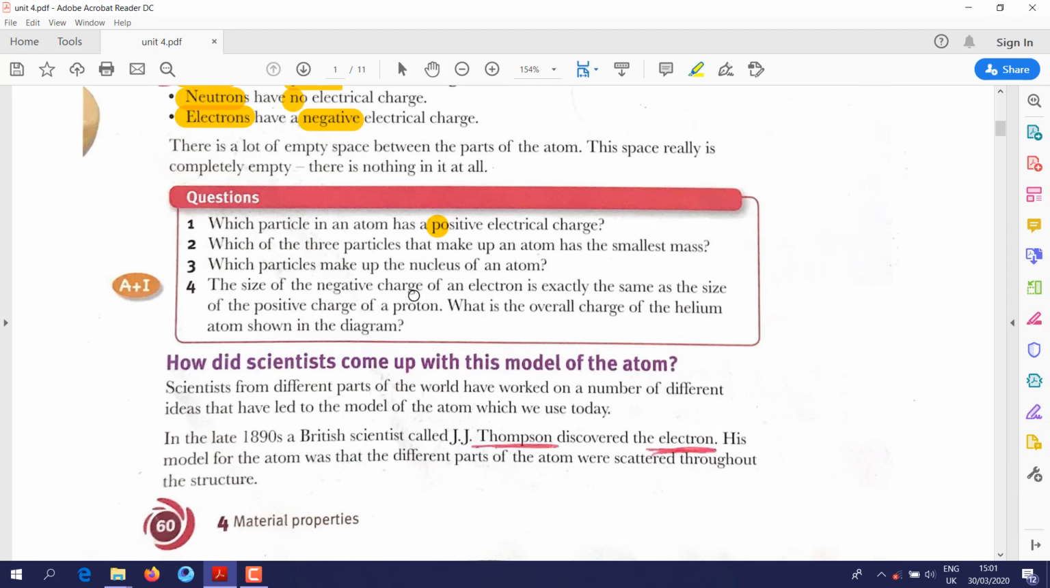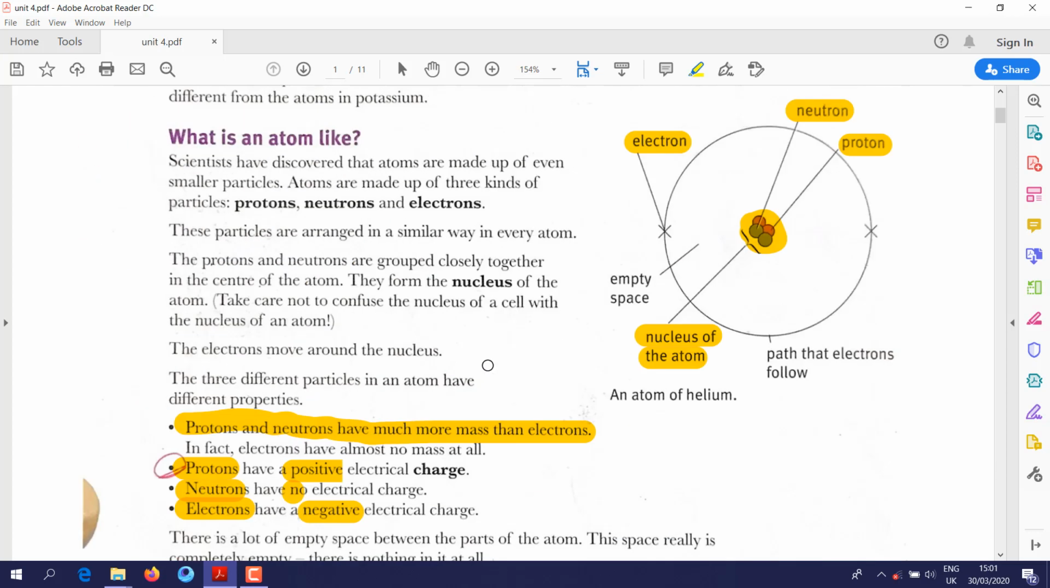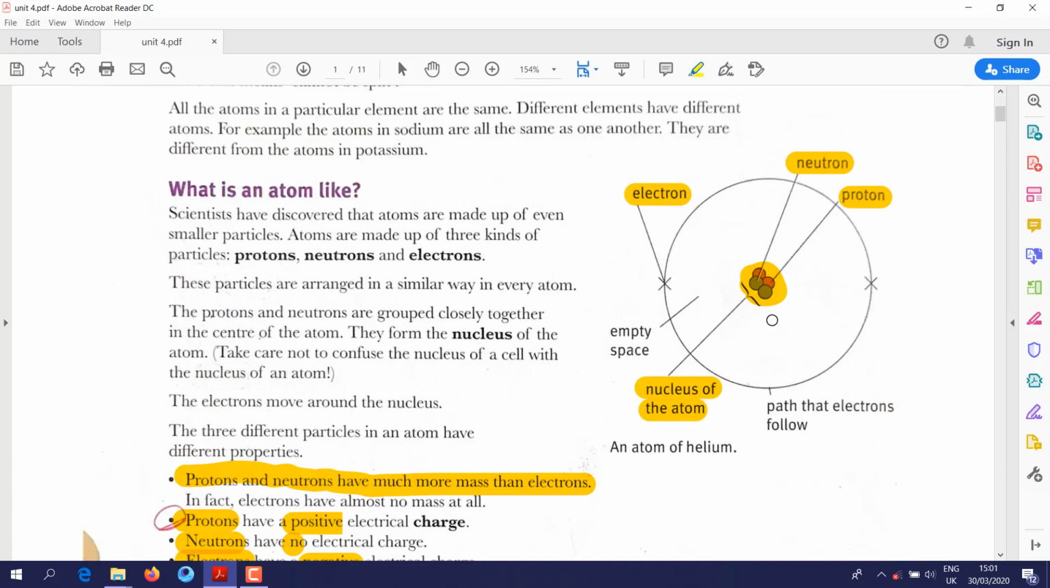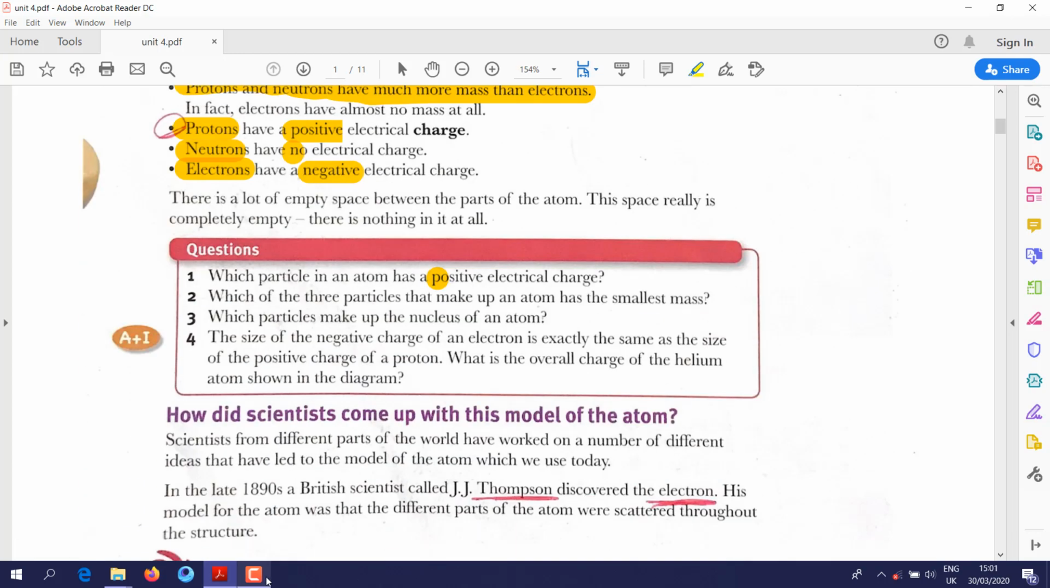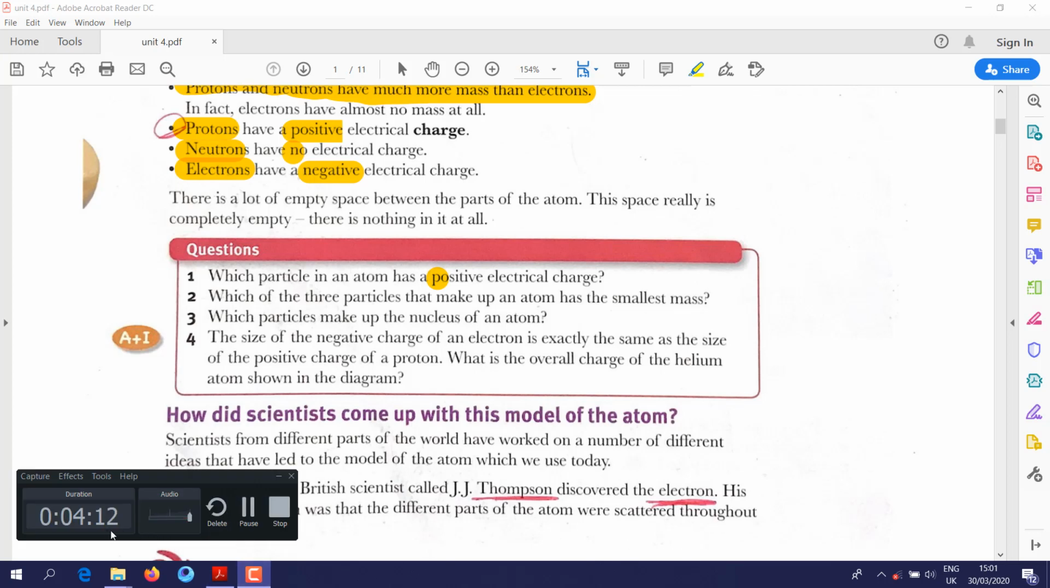The size of the negative charge of an electron is exactly the same as the size of the positive charge of proton. What is the overall charge of the helium atom shown in the diagram? Okay, this is the helium atom. It has two positive protons and two negative electrons. So what is the total?